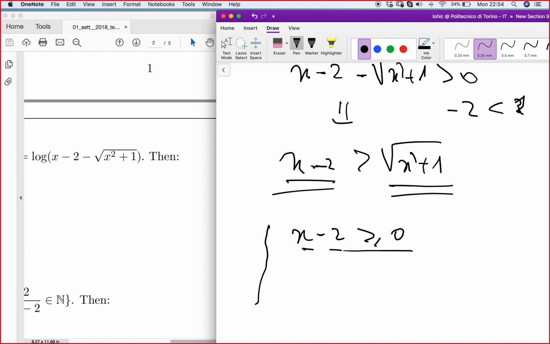My student asked me: as we have the square root of x squared plus 1, why don't we write that x minus 2 should directly be greater than 1? It is possible, I can do it, but it will not change anything. If I write only x minus 2 greater or equal than 0, okay.